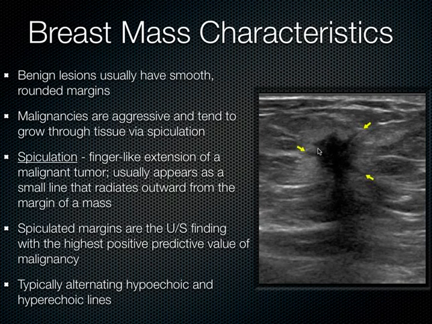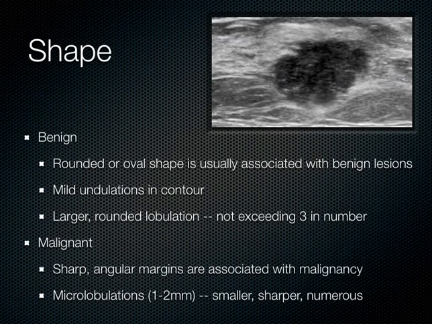These are spicules here. Spiculation we can see sometimes on ultrasound. And when you see these spiculations, these spiculated margins, that's actually got the highest predictive value that this is a malignant tumor. And sometimes you'll see these alternating layers of hyperechoic material with these hypoechoic spiculating lines.